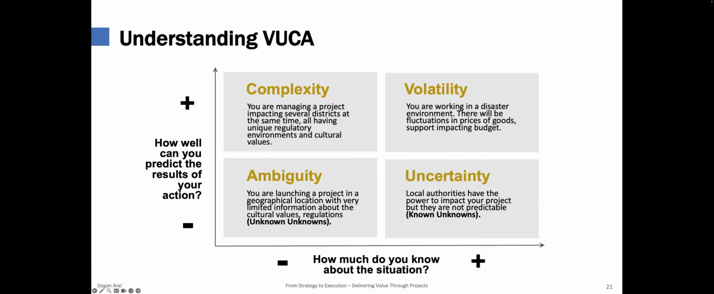So let's briefly break down what VUCA actually means. Volatility means things change rapidly. For example, market conditions or customer needs can shift quickly. Uncertainty means we cannot fully predict what will happen. We may have information, but not enough to make confident decisions. And complexity means there are many interconnected factors. A change in one area can affect many others. And ambiguity means situations are not always clear. We may not even know what the real problem is.